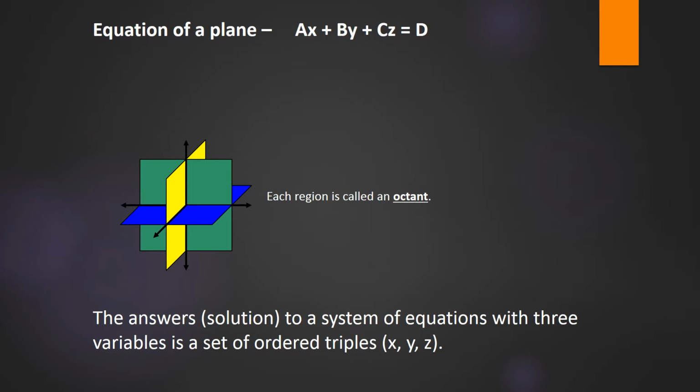So here's a little background information on systems with three variables. The general equation for the equation of a plane is ax plus by plus cz is equal to d. Each region is called an octant. The answers to a system of equations with three variables is a set of ordered triples. Notice that the answer is written in alphabetical order. They start with x, then they go to y, and then z.